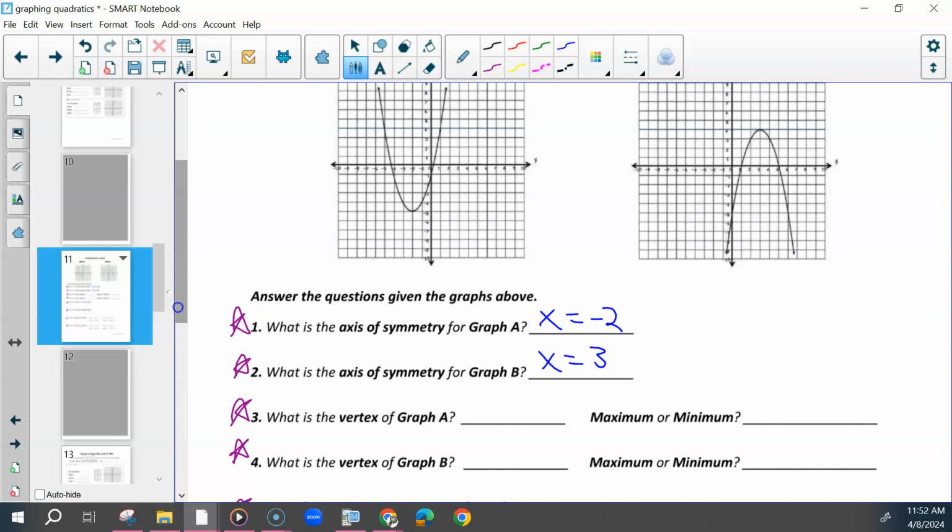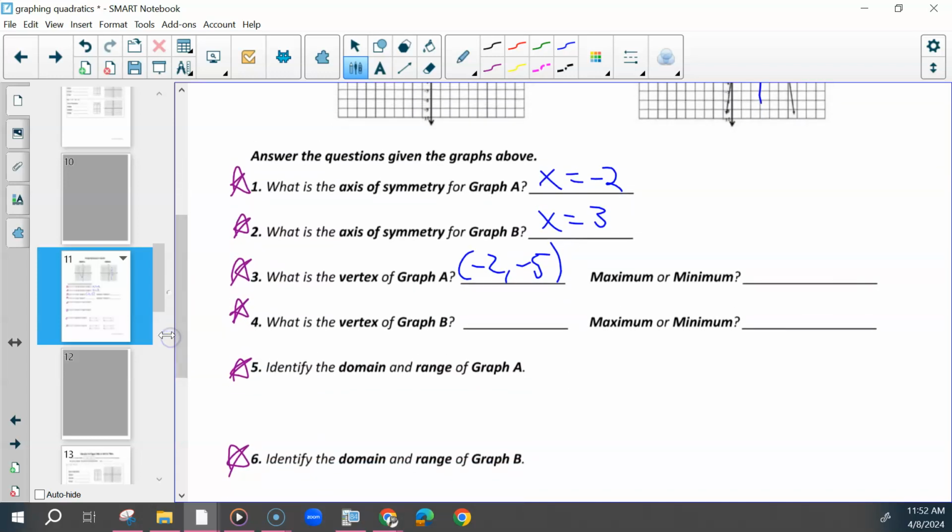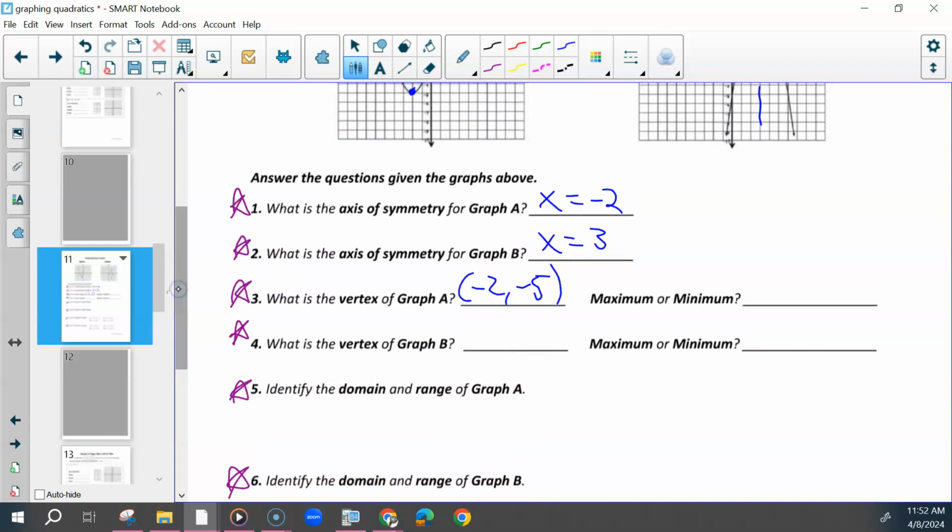What would the vertex of graph A be? 4 wouldn't cut that in half, 3 would. What was that vertex? -2, -5. We'll answer this question in a second. What about the vertex of graph B? 3, 4.